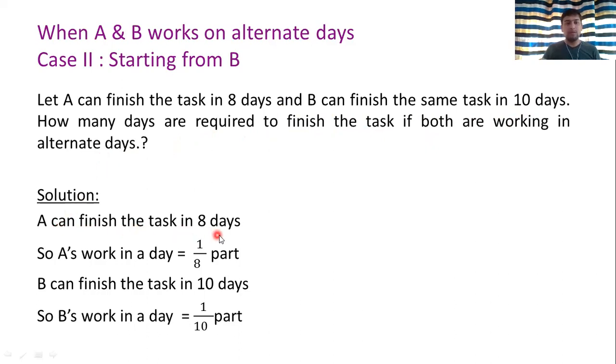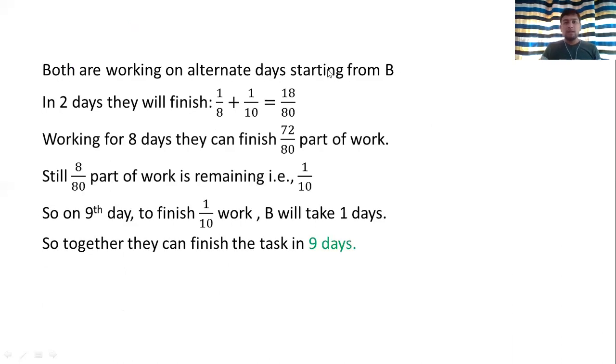So if A can finish a task in 8 days, what will be A's 1 day work? It will be 1/8. If B can finish a task in 10 days, then B's 1 day work will be 1/10. Now, again, if they are working on alternate days starting from B, what do we have to find out? Find in 2 days how much part they will finish. So 1/8 plus 1/10 will be again 18/80. So if they work for 8 days, they will finish 72/80 part of work.